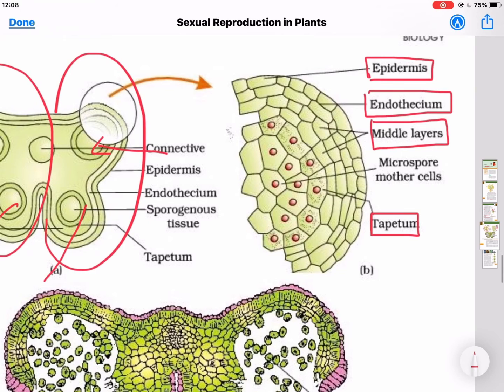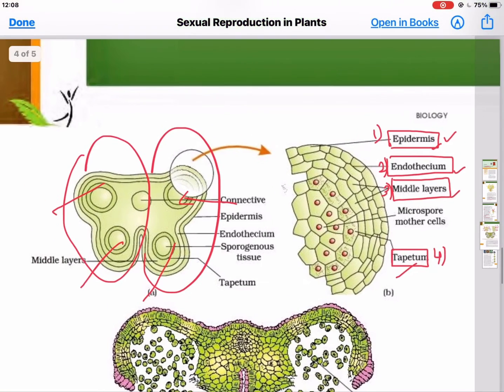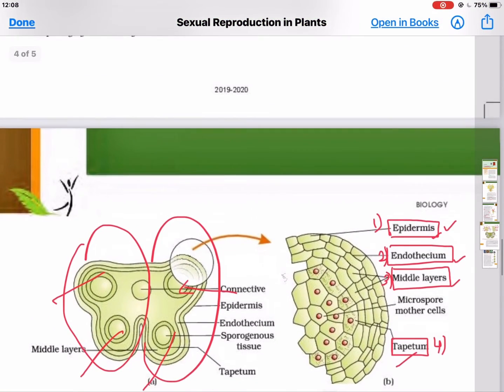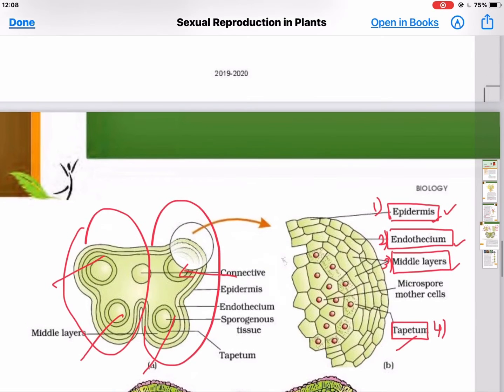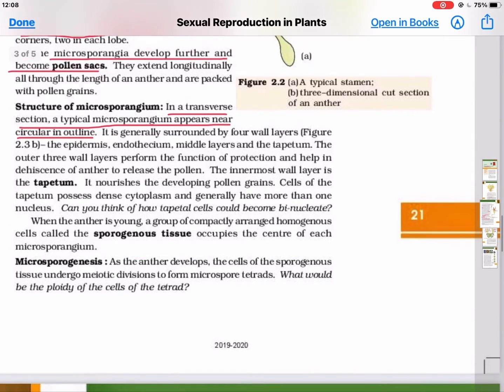Outer one is epidermis. First is epidermis from the outer side. Epidermis, endothecium, middle layer and tapetum. Learn the names. And if asked from the inner side, the layers are tapetum, middle layer, endothecium, epidermis. Learn these names. Generally, the microsporangium is surrounded by 4 wall layers: the epidermis, endothecium, middle layer and the tapetum.